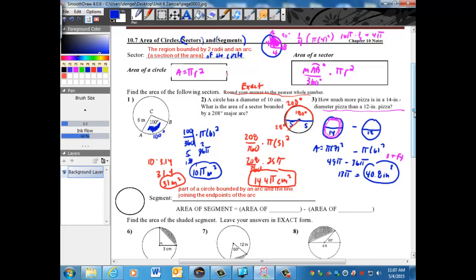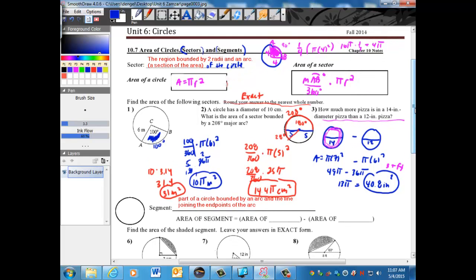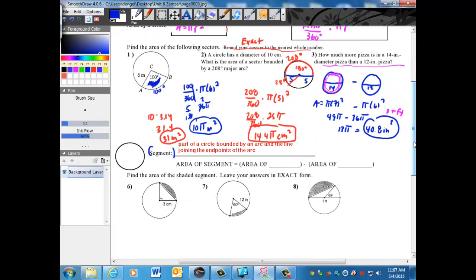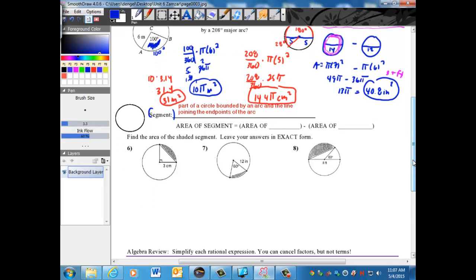All right, moving down below, our next new term is segment. So up above we had sector, and now we turn to a new term, and it's called segment. A segment is part of a circle bounded by an arc and the line joining the endpoints of the arc. So that's a pretty long definition. Let's get a visual. It's actually caused by a chord.